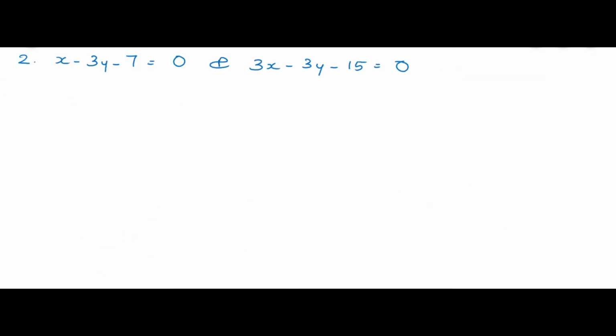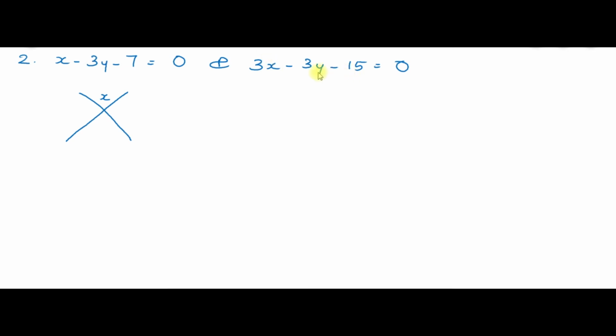Your second question is x minus 3y minus 7 is equal to 0 and 3x minus 3y minus 15 is equal to 0. First, you have to determine x, y values by using the cross multiplication method. Since it is the cross multiplication method, first you have to put a cross and write the value of x. For finding the value of x, you have to write y values first.